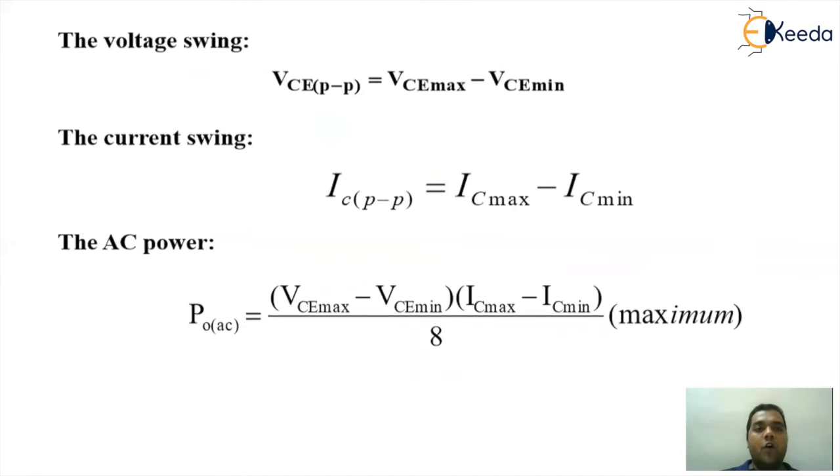Now whenever we talk about the voltage swing, the value of VC peak to peak can be taken as VC max minus VC min. The current swing, which is IC peak to peak, can be taken as IC max minus IC min. The AC power output can be calculated using the formula (Vmax minus Vmin) into (Imax minus Imin) by 8. Normally the power is Vrms into Irms, which is Vm by root 2 into Im by root 2. If you represent it in the other form, we land up at the same equation, which is (Vmax minus Vmin) into (Imax minus Imin) by 8.